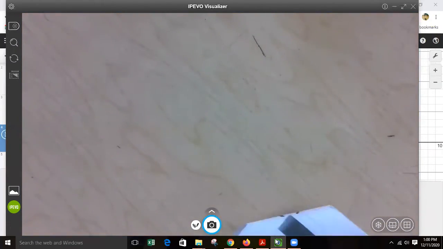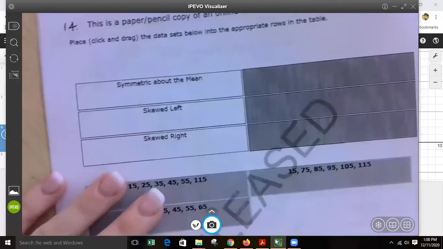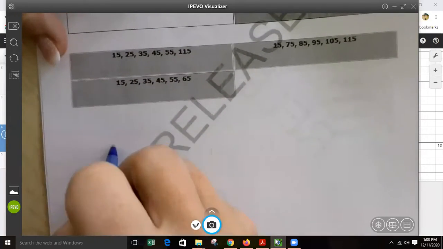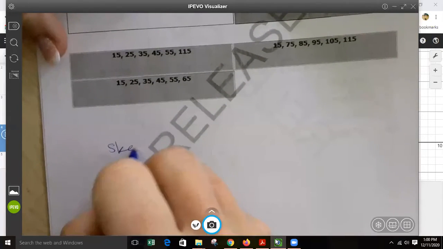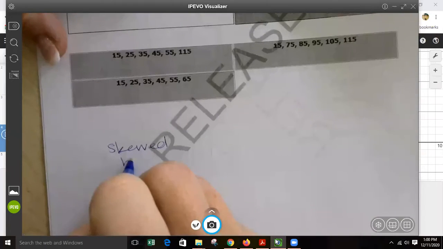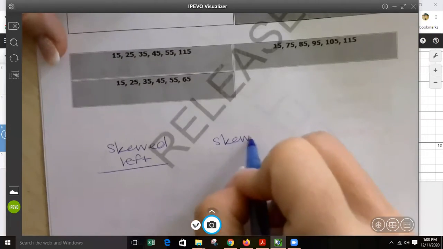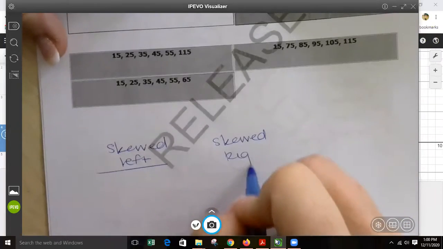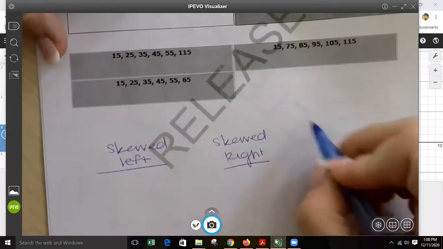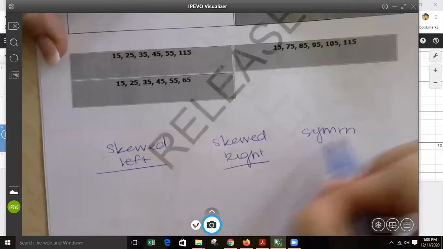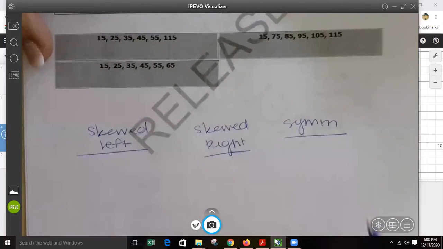All right, then we had number 14. So I'm going to give you some things to go with first to show you. So we have skewed left, skewed right, and symmetric.